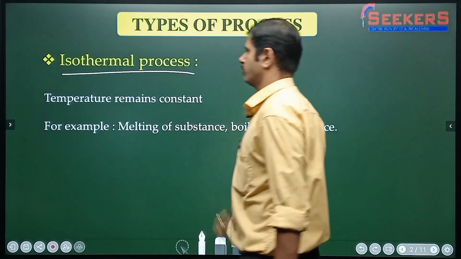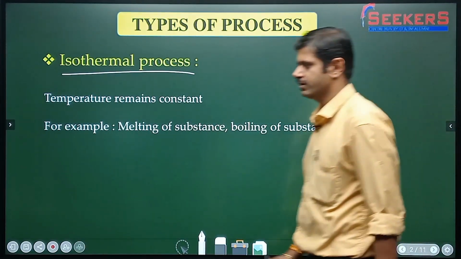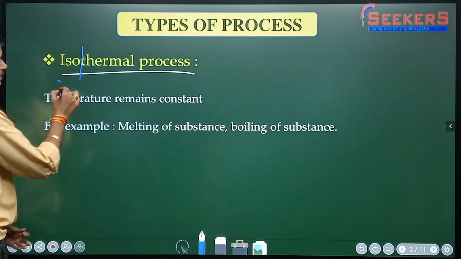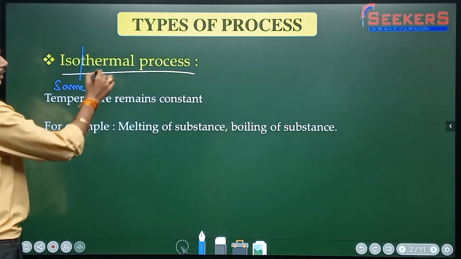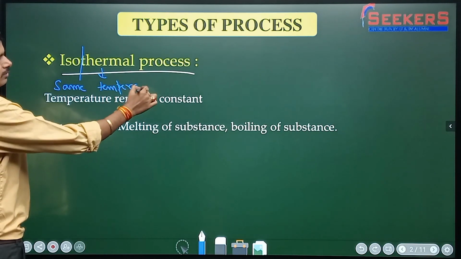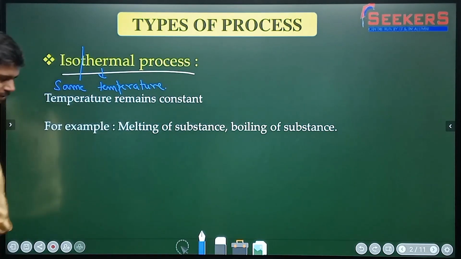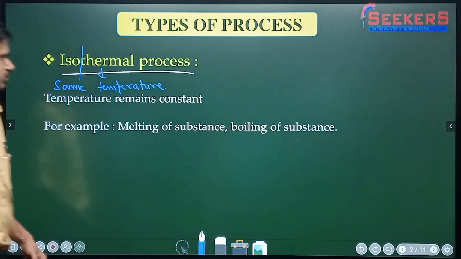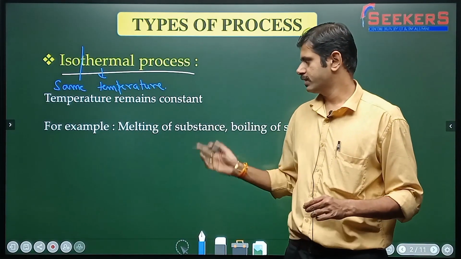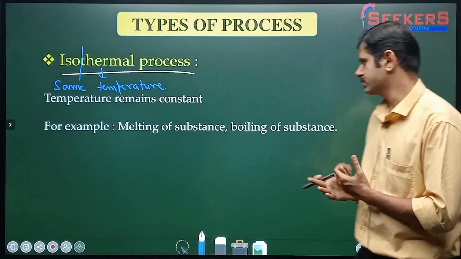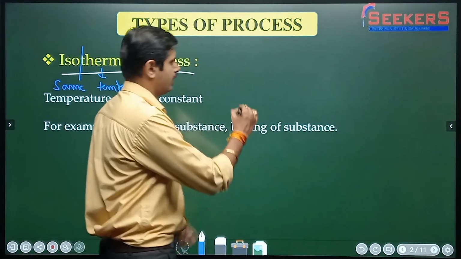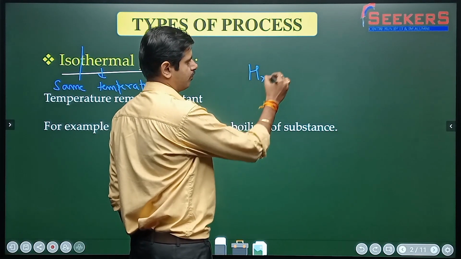is the isothermal process. See, isothermal, if you break up this word, iso means same, thermal means temperature. Clear? So in an isothermal process, the temperature remains constant. An example of this is melting of any substance, boiling of a substance, or boiling point. For example, you take water being boiled.